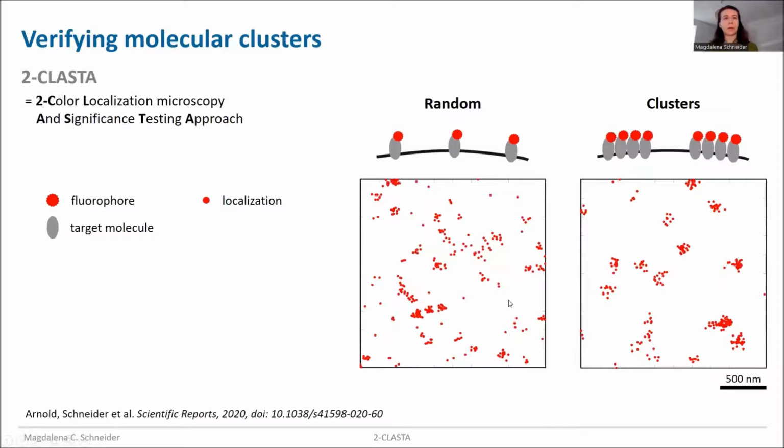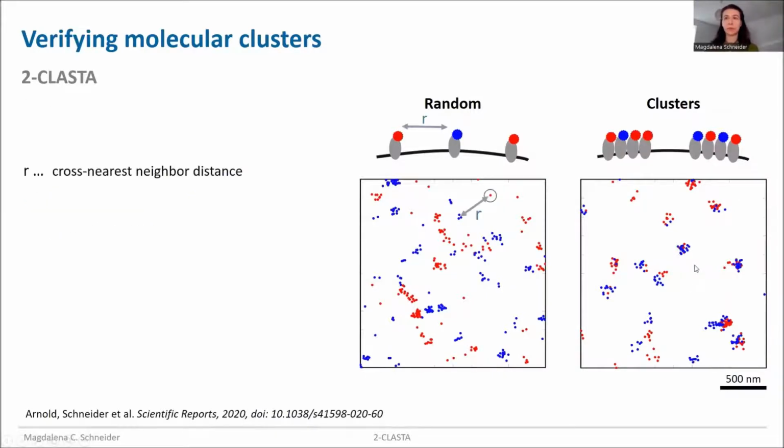So what we came up with is an approach termed two-cluster, where we take two-color SMLM localization maps, and it looks like this. Here you can see a clear difference between the two, because here all the localizations come from the same molecule, and hence they are one color only. Whereas here, within a cluster, you have multiple molecules with different colors, and both colors are present in one cluster. To assess this, we took the cross nearest neighbor distance, which is rather large in a random case and quite small in the cluster case.